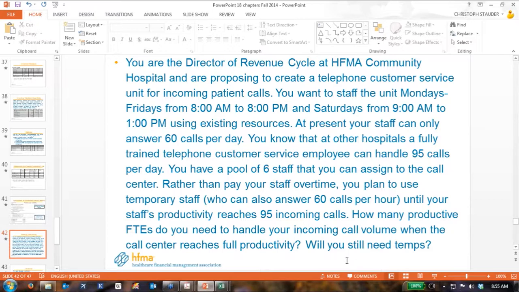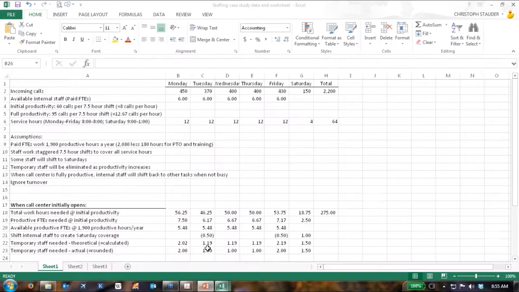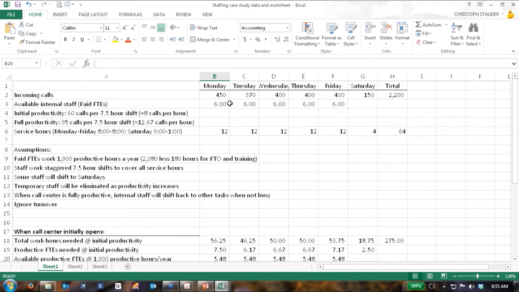So let's take a look at the calculation here, or the way the problem is set up. Okay, so here's our call volume. I'll make this bigger so you can see it. Here's the number of calls we know that come in, 2,200 calls a week. And we have 6 paid FTEs available to us. We want to be staffed 12 hours a day and 4 hours on Saturdays for a total of 64 hours. And then we have some assumptions about how many productive hours people actually work. It's 1,900 in this case.